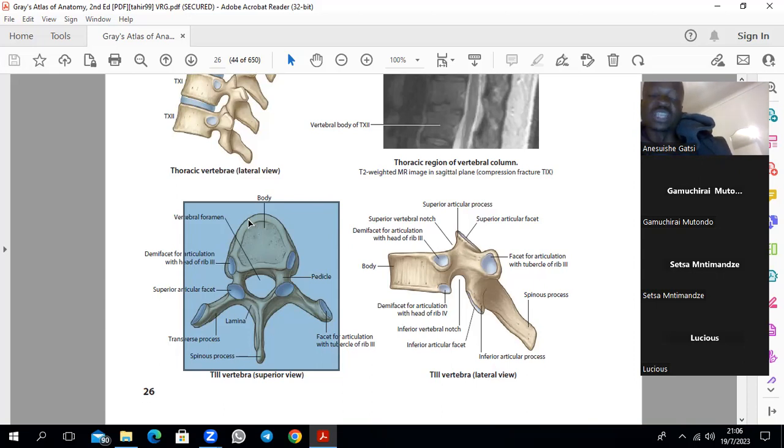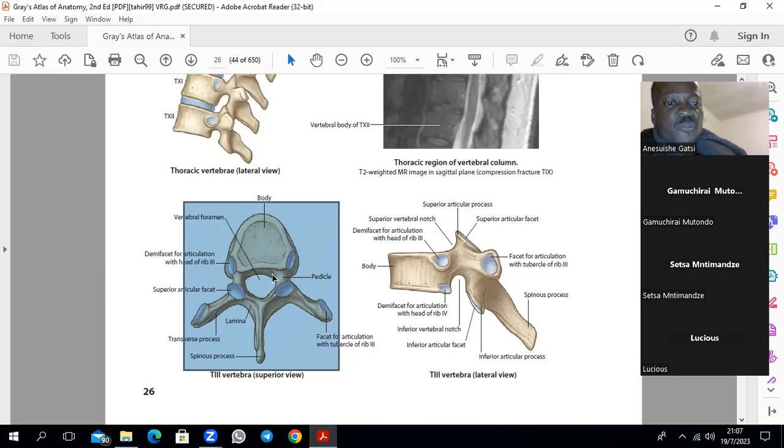Then, in terms of body shape, there's a gradual change. The body from T1 resembles those of the cervical vertebra. Then it changes to that of your thoracic vertebra, then starts to gradually change to that of the lumbar vertebra, such that the last thoracic vertebra will have a body that resembles the next one. Right? The same concept I was trying to describe. But just remember that the body in the thoracic region is heart-shaped.